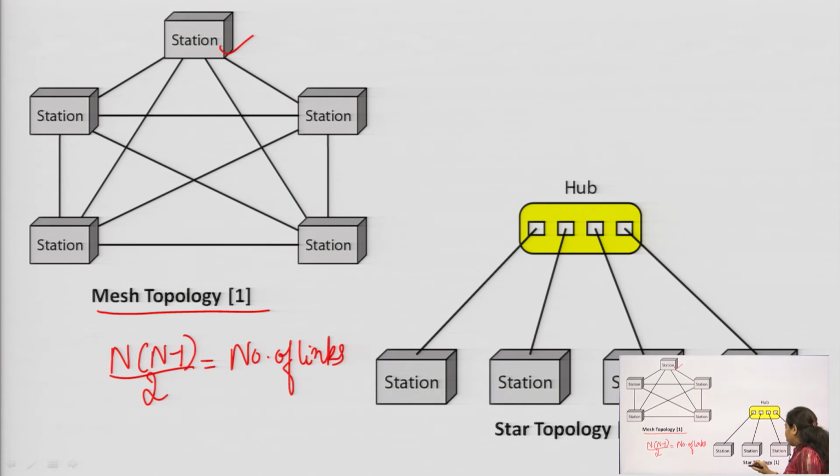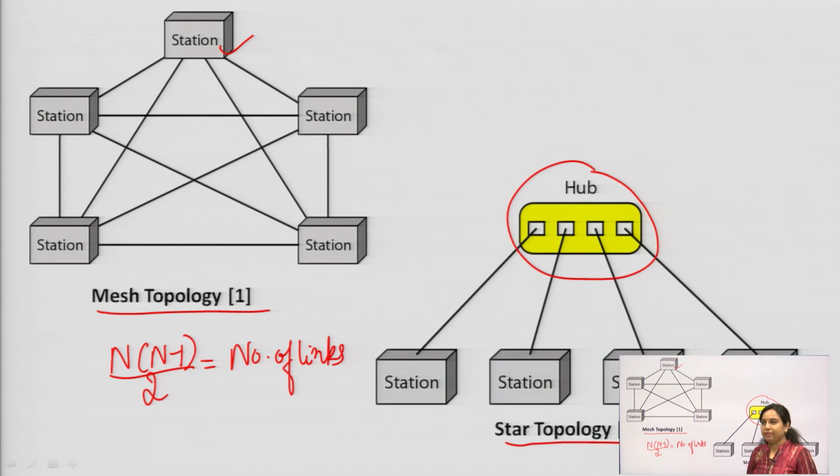Second type of topology is the star topology. In case of star topology, you can see that a hub is associated with it. This connection is hub centered. Any device that wants to transmit data has to transmit through this hub only. It cannot directly transmit from station 1 to station 2.